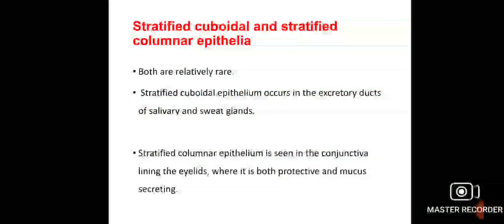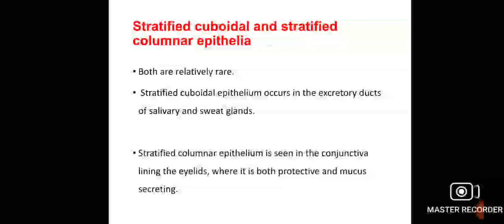Okay, next is stratified cuboidal and stratified columnar epithelium. We have covered the simple epithelium and the pseudostratified epithelium. Now stratified cuboidal and stratified columnar epithelium are both relatively rare. Stratified cuboidal epithelium occurs in the excretory ducts of the salivary and sweat glands, and stratified columnar epithelium is seen in the conjunctival lining of the eyelids, where it is both protective and mucus secreting.